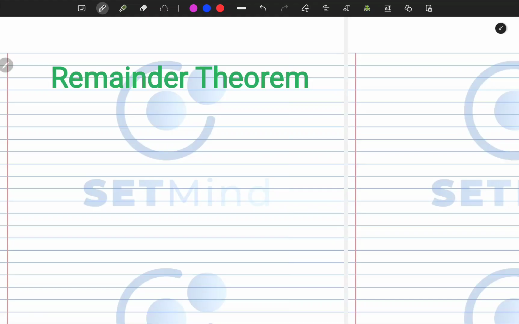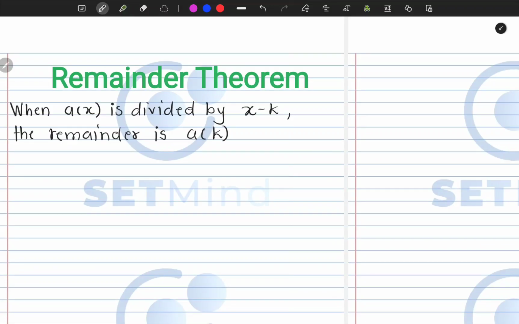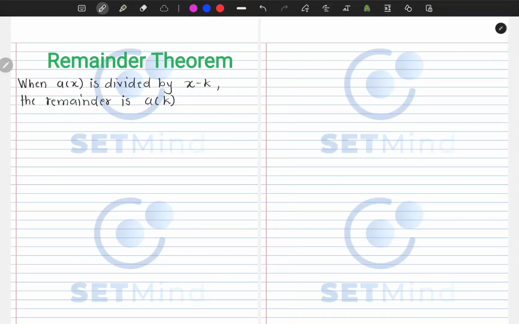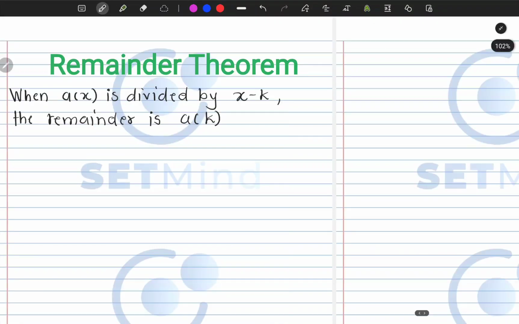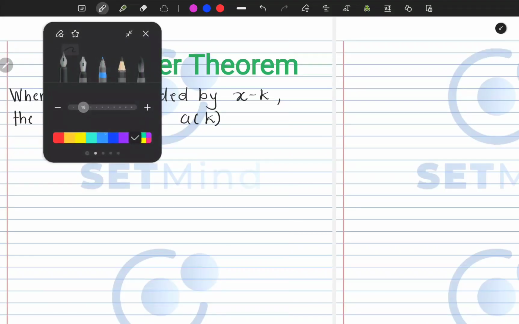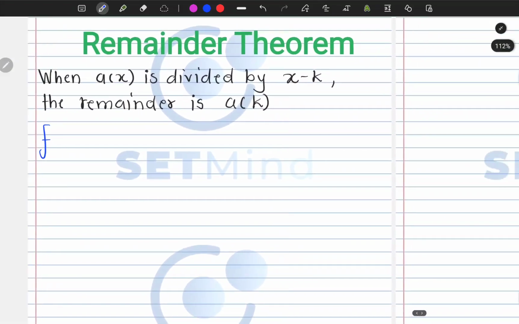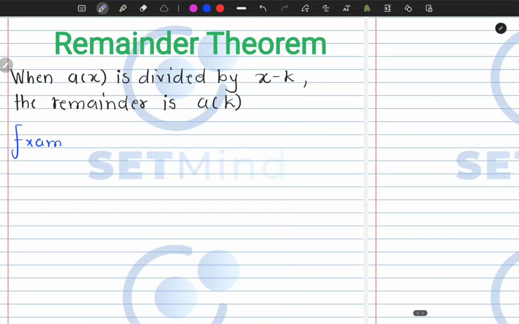So let's quickly write down the remainder theorem. The remainder theorem states that when a of x is divided by x minus k, the remainder is a of k. So let's quickly have a look at an example so that we can understand what the remainder theorem is and how we use it. The example we'll be looking at will be example 18.